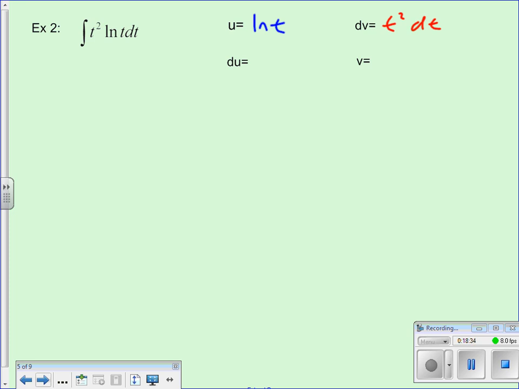Everything else. And it doesn't have to be in the order like it was in the first example, where the u was first and then the dv was everything that followed. It can be whatever order it is. But that's what you do.